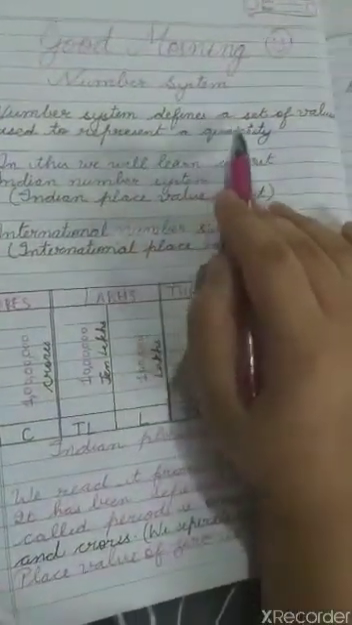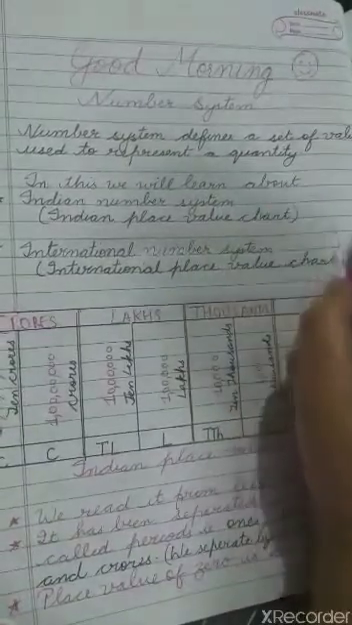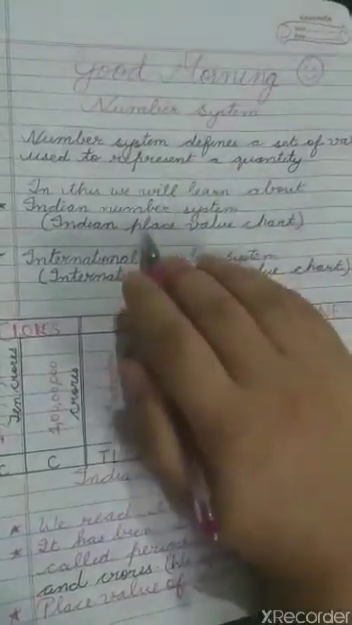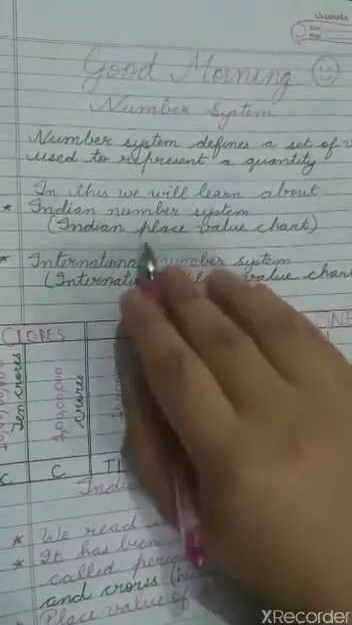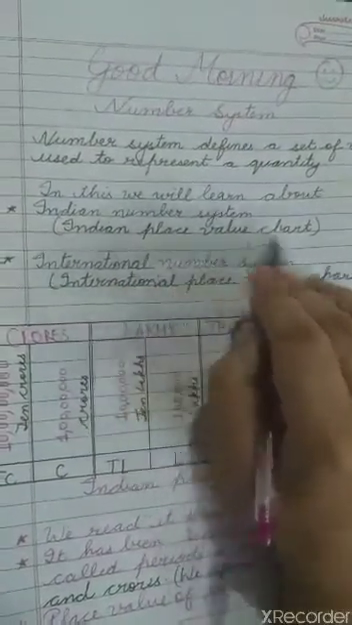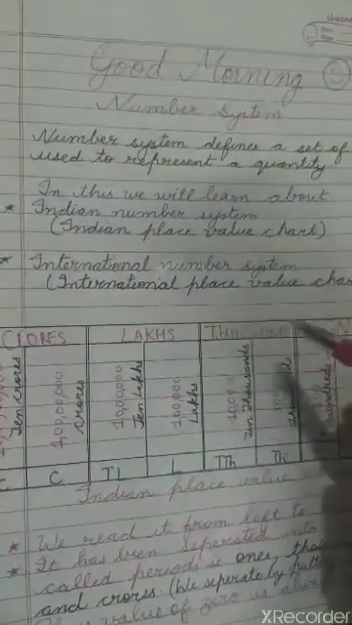Good morning. Today we are going to learn about number system. Number system defines a set of values used to represent a quantity. In this chapter, we will learn about Indian number system with the help of Indian place value chart and international number system with the help of international place value chart.